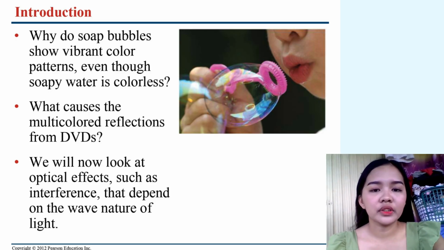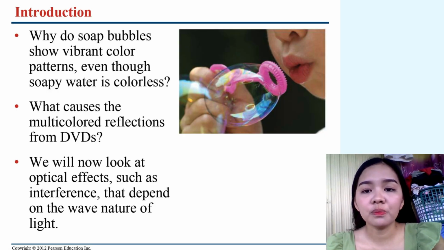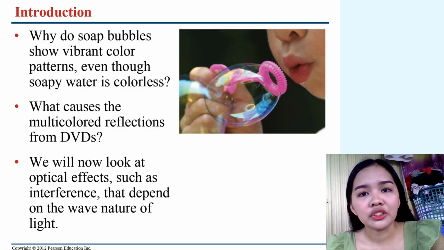Let's start with two familiar questions. First, soap bubbles are made of clear, colorless water and soap, yet when you look at them, you see brilliant rainbow colors. Where do these colors come from? Second, when you hold a DVD or CD up to light, it reflects shifting colors, even though the plastic itself is clear. The answer to both is interference.